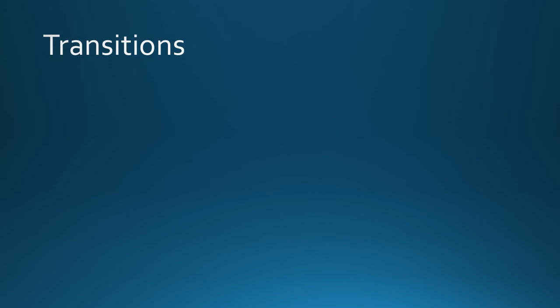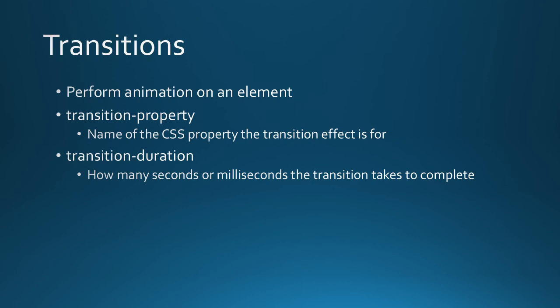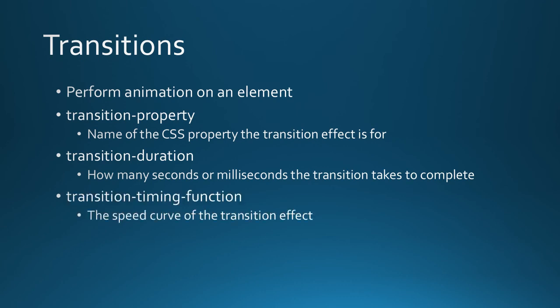Another way to manipulate elements with CSS3 is through transitions. Transitions perform animation on an element. We have a transition property, the name of the property that the transition effect is going to affect, and the transition duration, how many seconds or milliseconds the transition is going to take to complete. The transition timing function, so basically the speed curve.